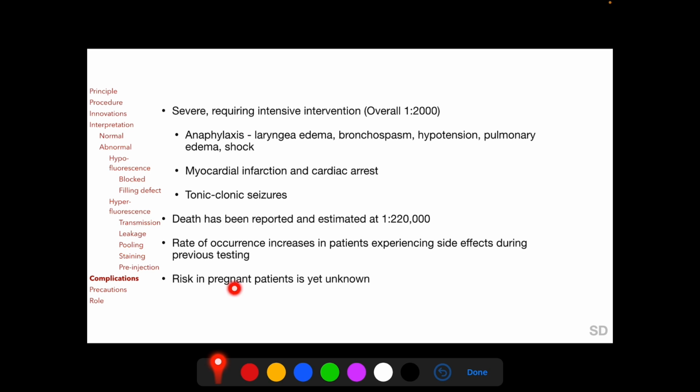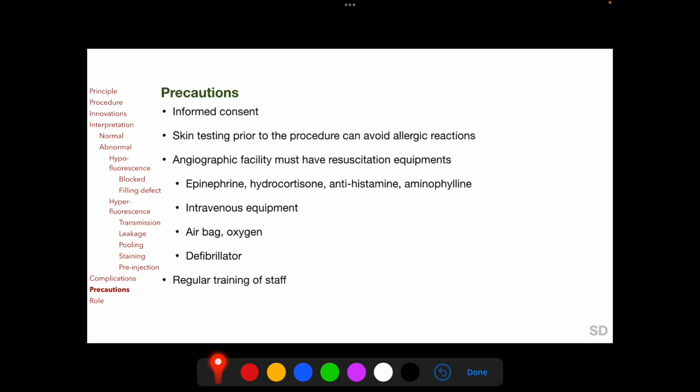Risk of fluorescent angiography in pregnant patients is yet unknown. Precautions which should be taken prior to fluorescent angiography include informed consent, skin testing prior to the procedure, which can avoid only the allergic reactions such as urticaria, angioedema, and anaphylaxis, and that the angiographic facility must have resuscitation drugs and equipment such as epinephrine, hydrocortisone, antihistamines, aminophylline, intravenous equipment, airbag, oxygen, and defibrillator. And regular training of staff to use these drugs and equipment is very important.